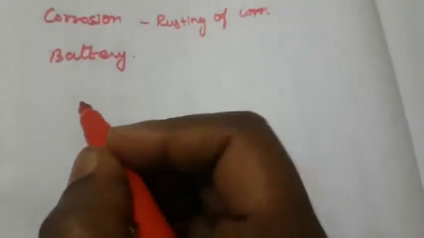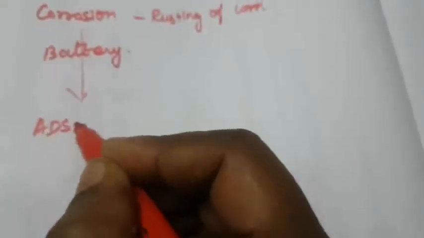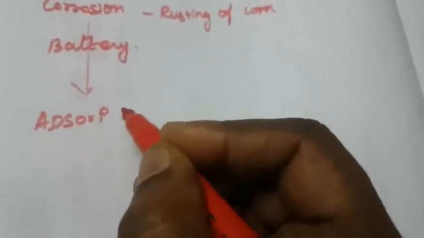So what is meant by adsorption, or what is meant by absorption? Say, for example, in corrosion, what takes place? It takes place on the surface. That is called adsorption. Only one letter is changed. So this is called adsorption.